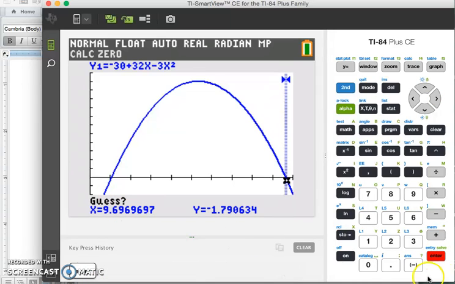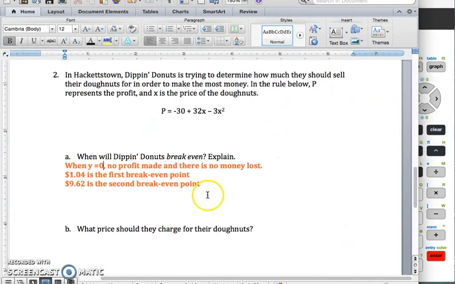I want it to take a guess, so I hit enter, and I get the other one to be at $9.62, and that is when y is equal to 0. So that is how to find the break-even points two different ways, using the table and using the graph.